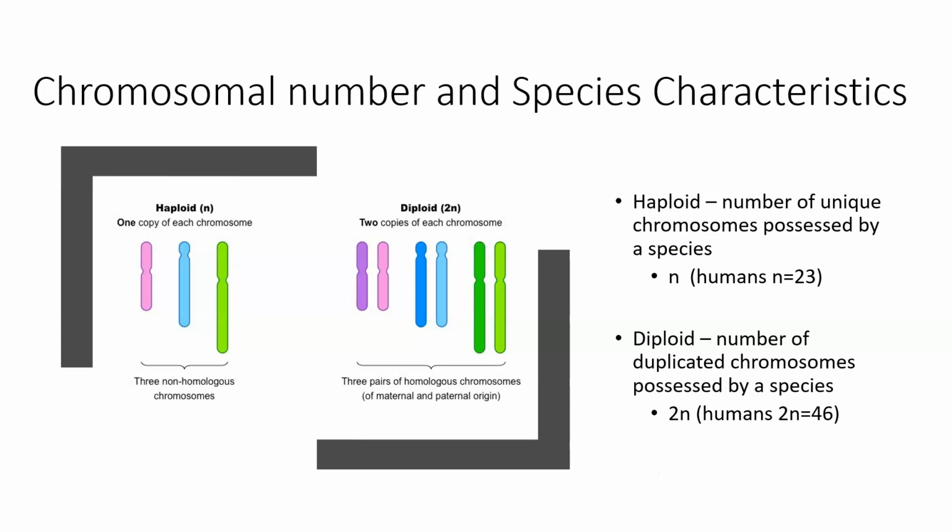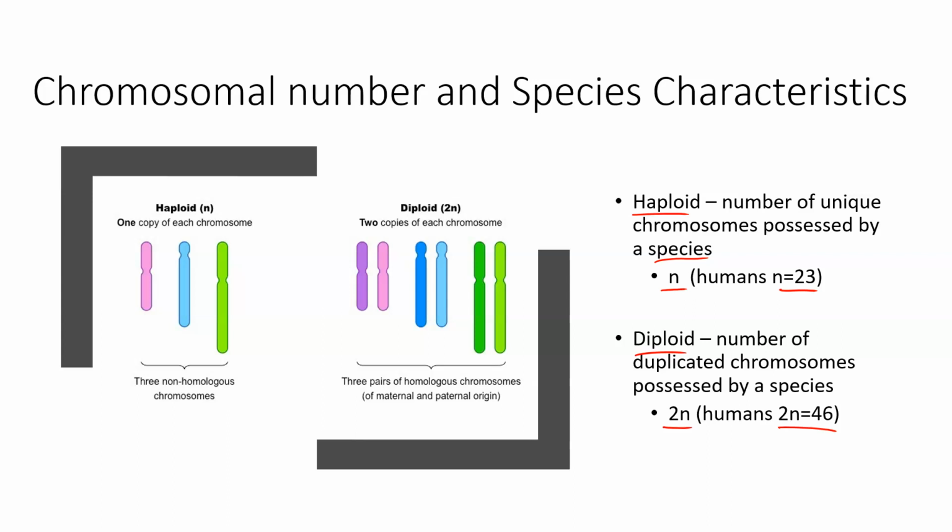Now we need to talk about haploid and diploid, or ploidy, if you will. Two terms you need to be familiar with: haploid and diploid. Haploid uses the symbol N. Diploid uses the symbol 2N. Haploid refers to the number of unique chromosomes possessed by a species, and diploid refers to the number of duplicated chromosomes possessed by a species. The haploid number in humans is 23, which is why we, as a diploid organism, possess a diploid number of 46.